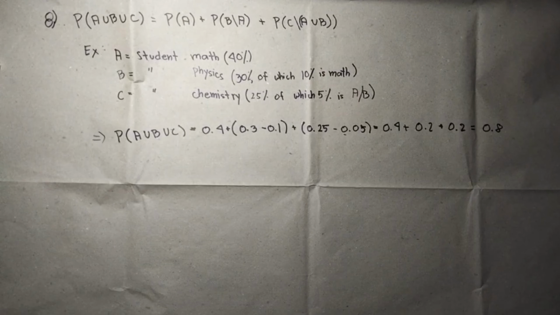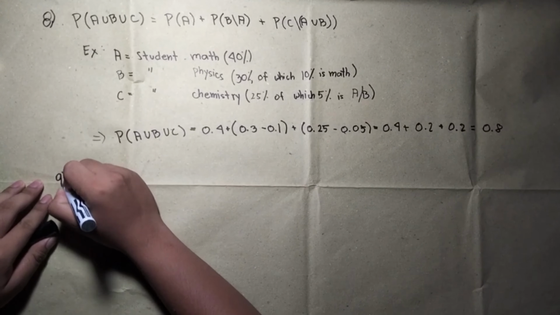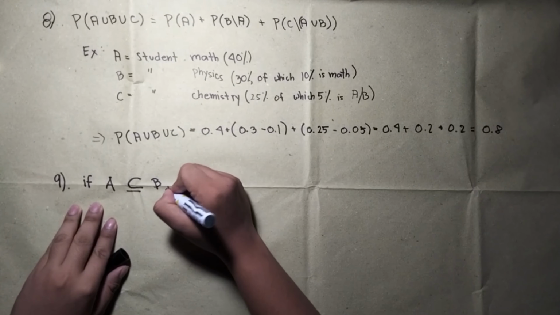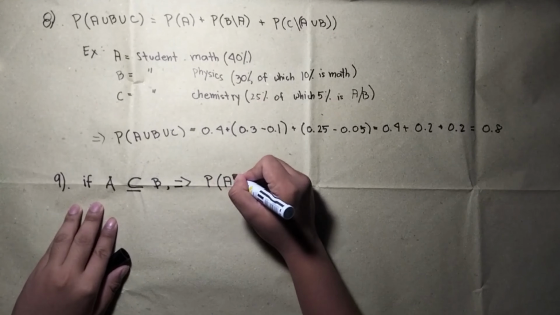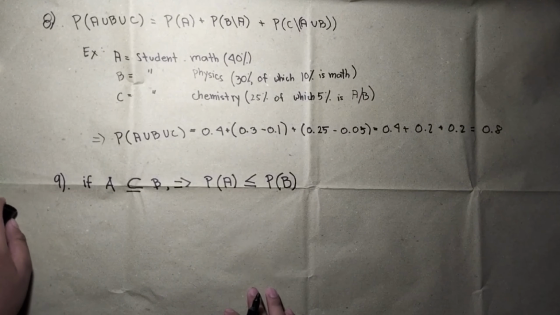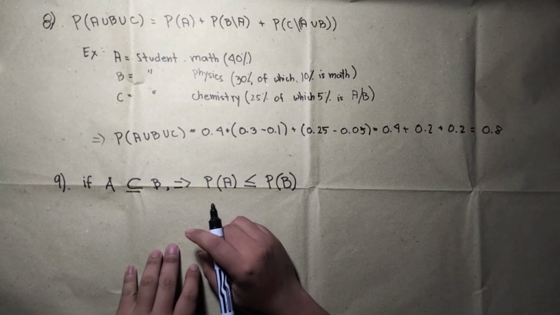If event A is a subset of event B, then the probability of A is less than or equal to the probability of B. This means if every outcome in A is also in B, then the chance of A is no more than B. You're measuring a smaller or equal portion of the same space.